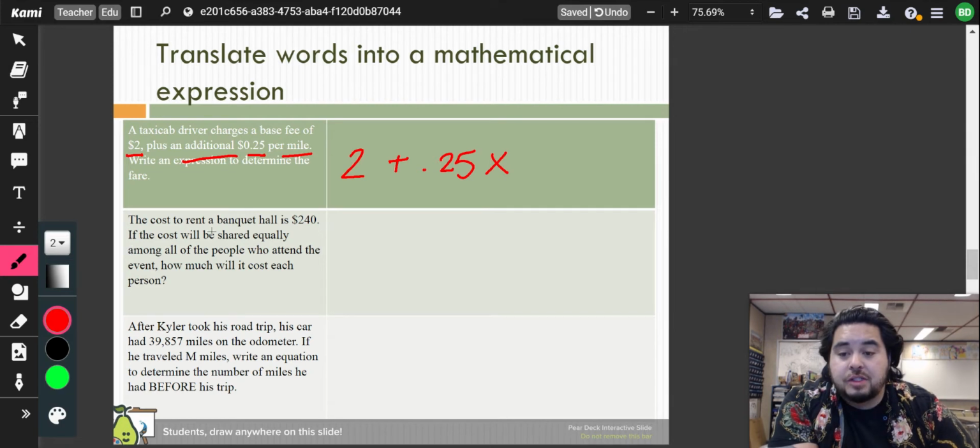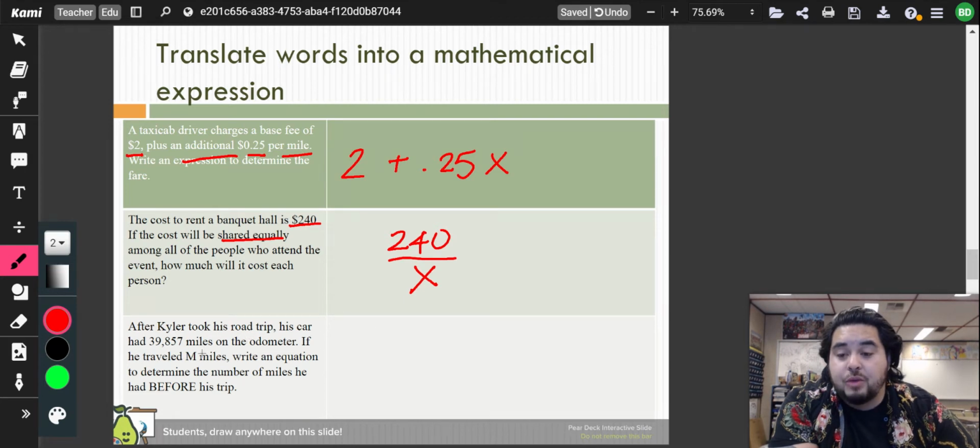Number two, the cost to rent a banquet hall is $240. Again, that's a constant. That's a set rate, $240 to rent out this banquet hall. If the cost is shared equally among all the people who attend the event, how much will it cost per person? So shared equally means that we're dividing. We're splitting this cost between a certain number of people. So we're going to be dividing by, and because we don't know how many people are attending, we're going to divide by X. So this represents the $240 it costs to rent the banquet, and then we're dividing that by the number of people who actually attend.